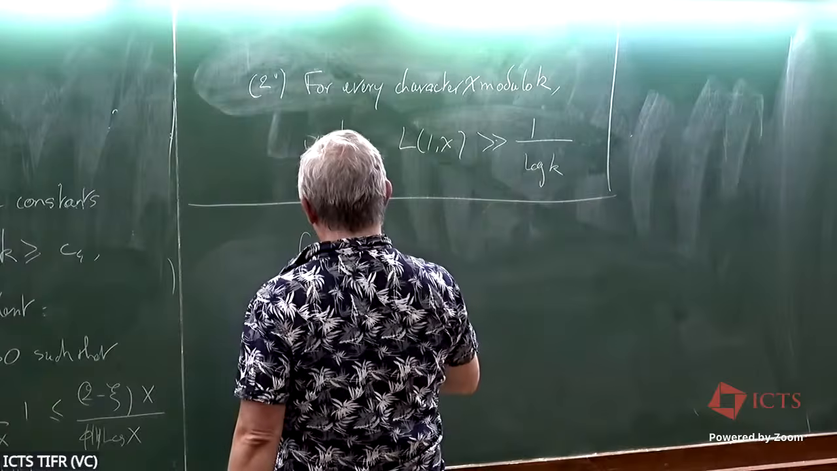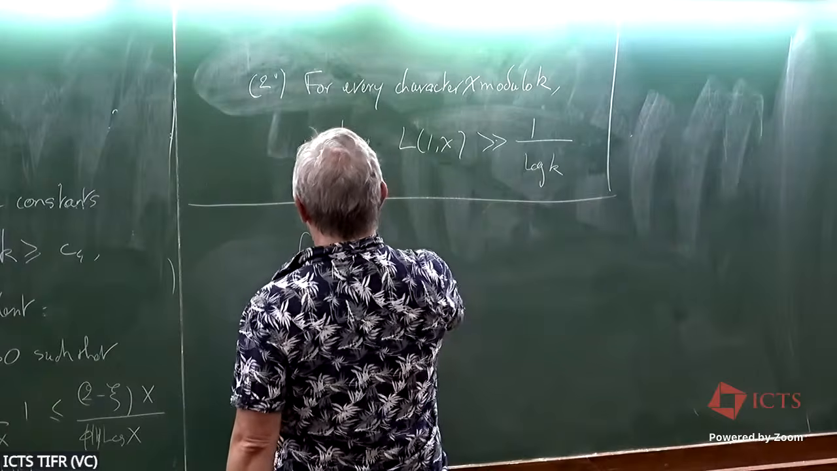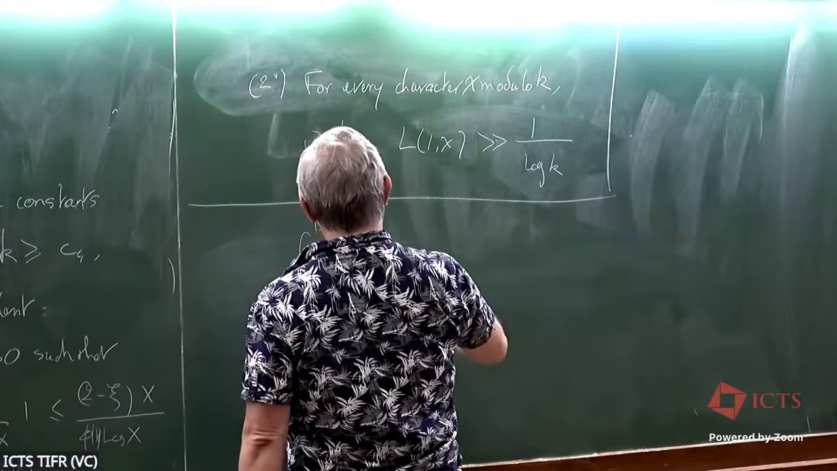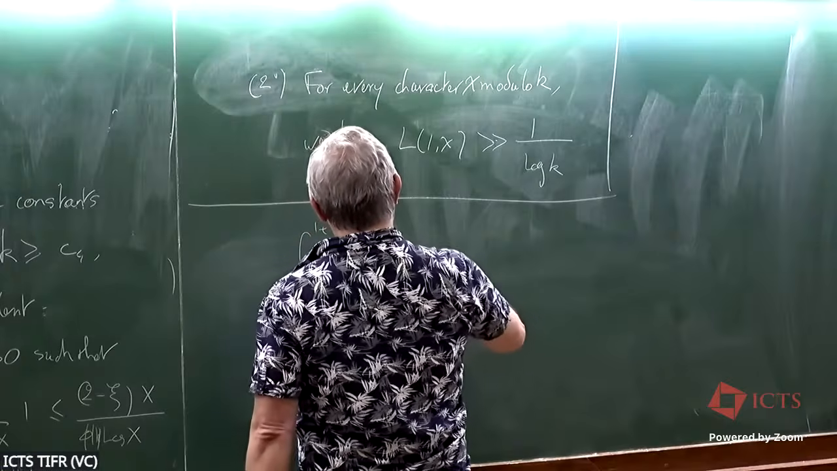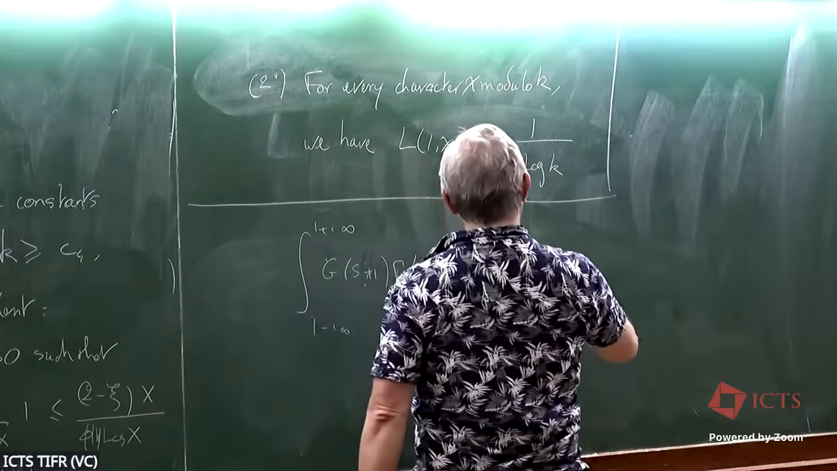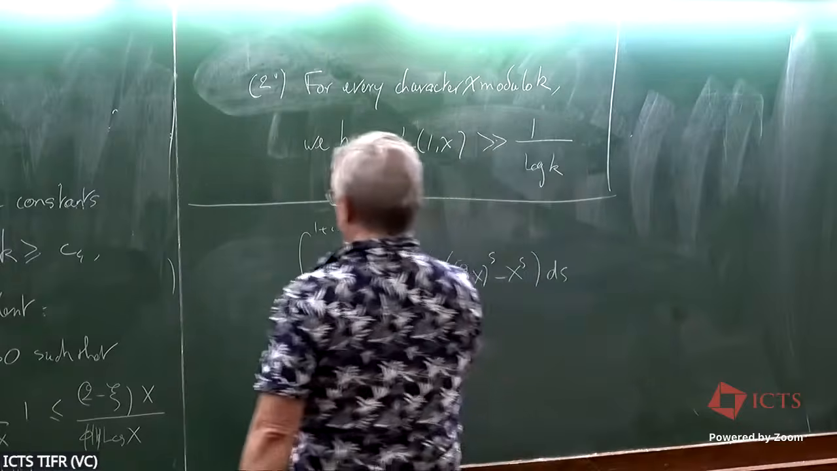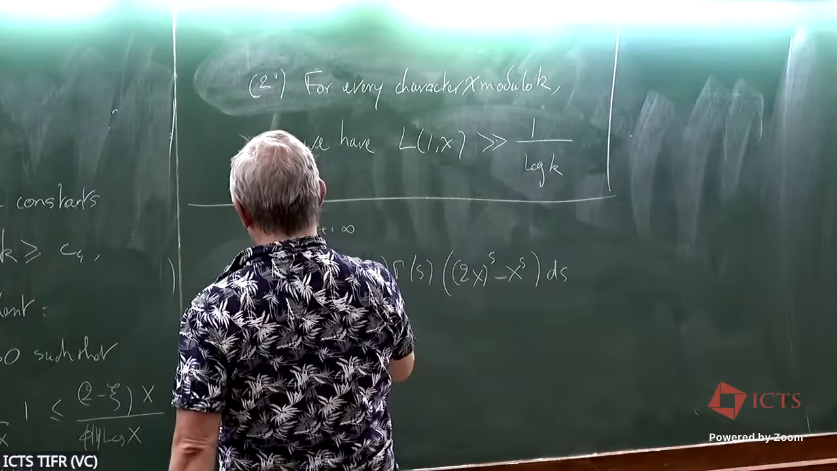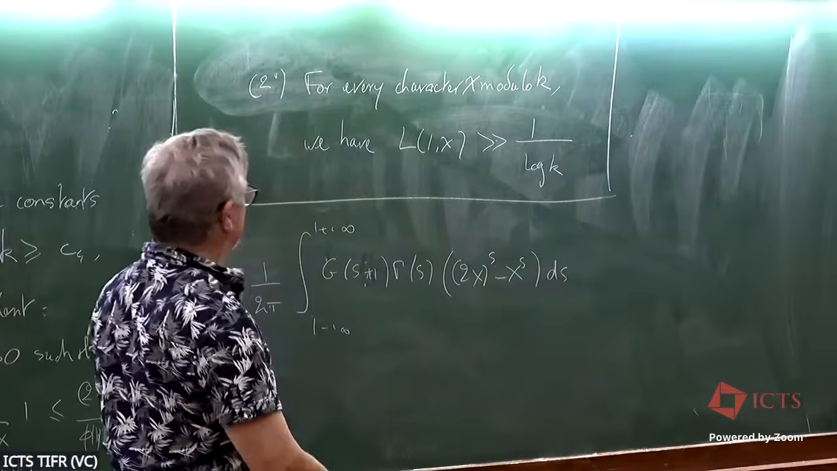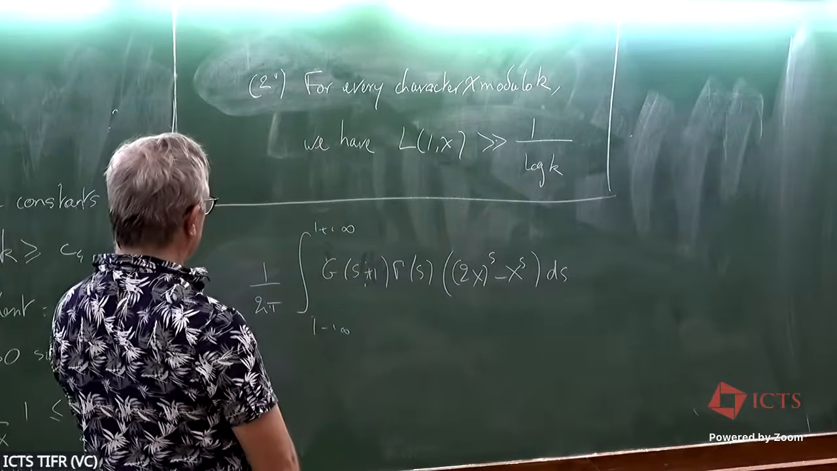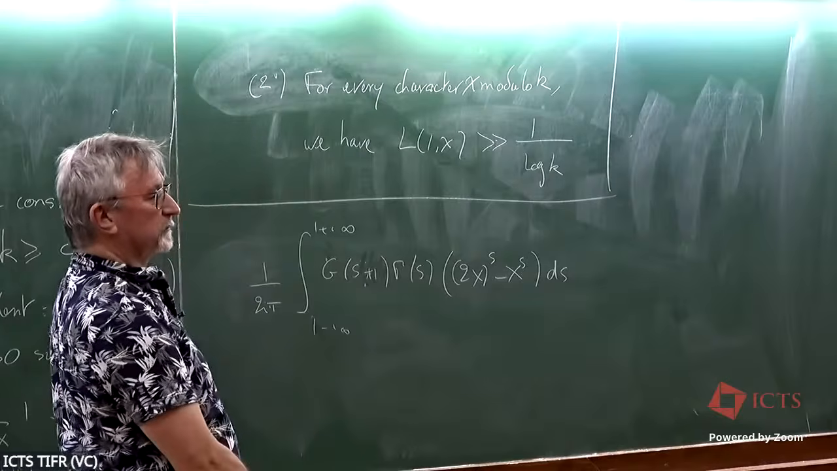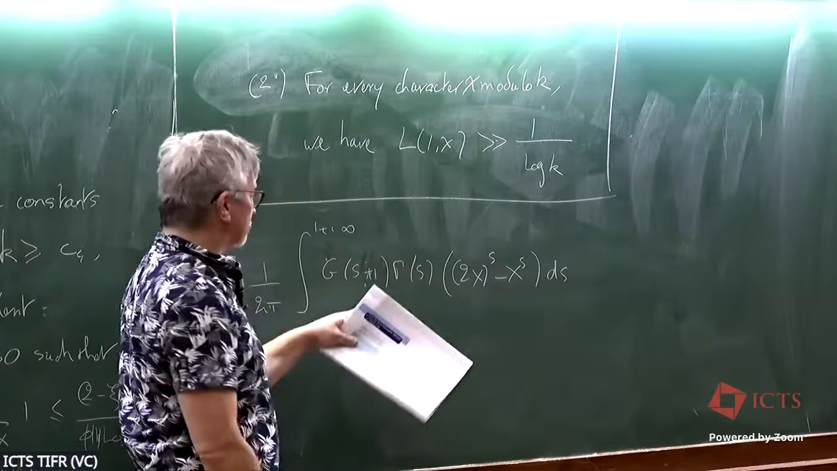The integral from 1 minus infinity to 1 plus i infinity of G of s plus 1, gamma of s, 2x to the s minus x to the s ds, times 1 upon 2 pi i. Let me go to the line minus 1/4, because I want a pole here.